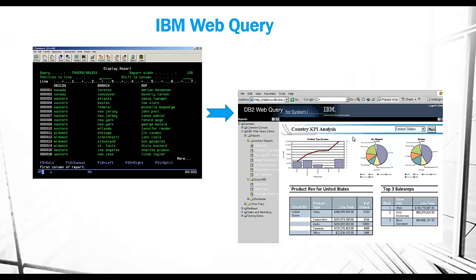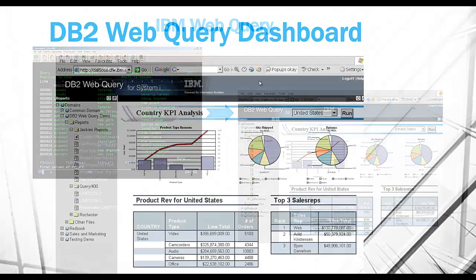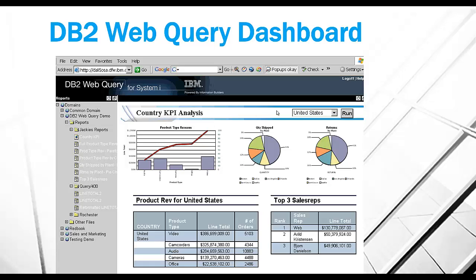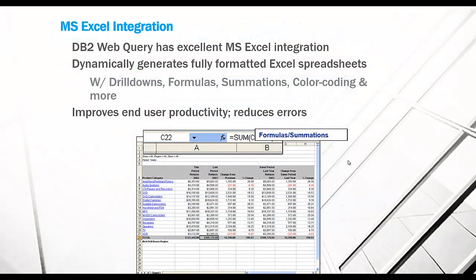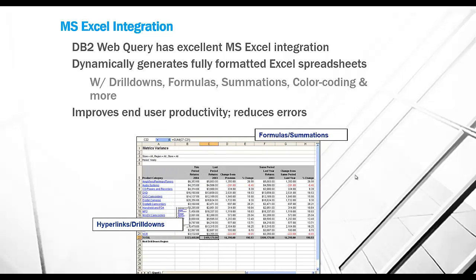You can wind up with dashboards and KPIs. This is an example of a dashboard that IBM put together, but you can see that it's very graphically oriented. But at the same time, this particular webcast was about getting data into Excel. Well, Web Query allows you to export the data in many formats, in HTML if you want HTML pages, or as a PDF, or it is totally integrated into Excel. So it's very easy to create drill downs and hyperlinks and color code different features.